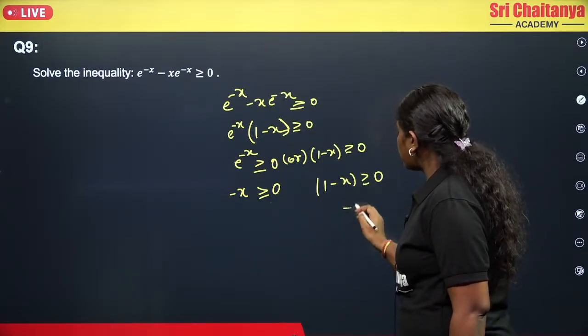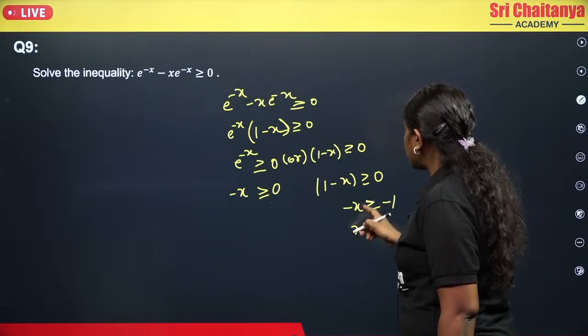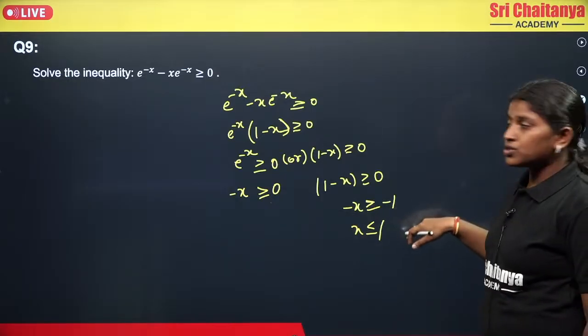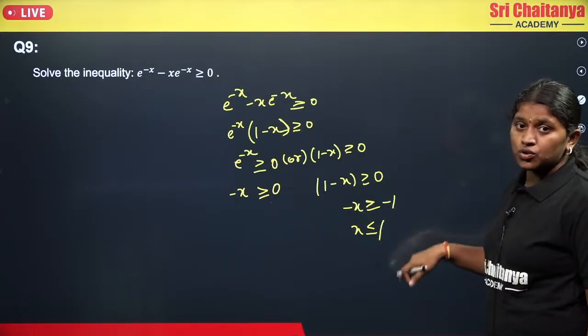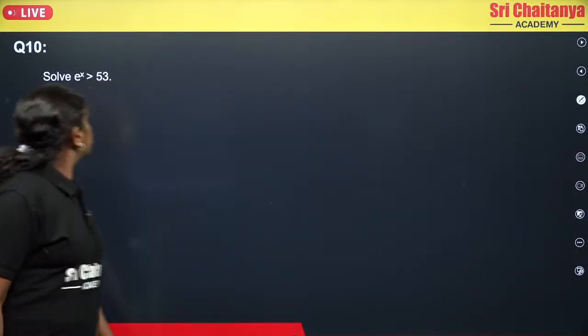So now it will become minus x greater than or equals to minus 1, and from this you will get x less than or equals to 1. Now what is the solution of these inequality? x should be less than or equals to 1. Okay, now moving to the next.